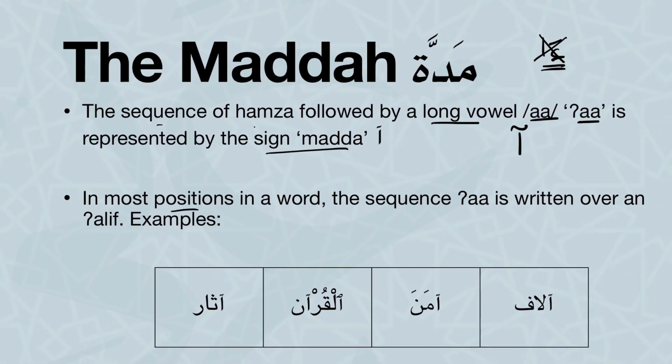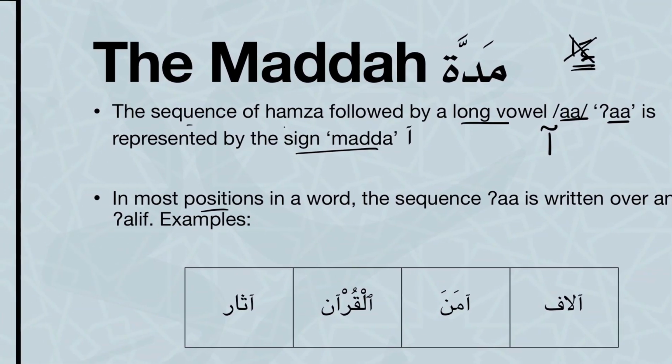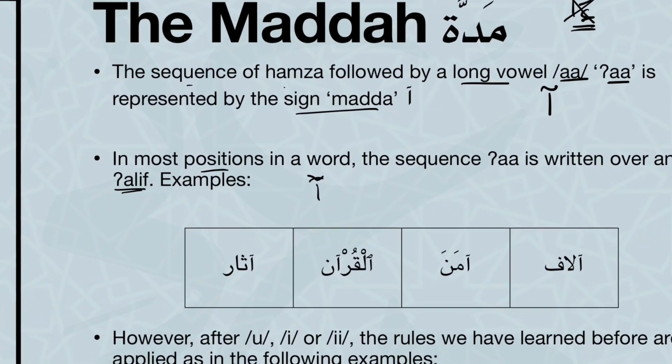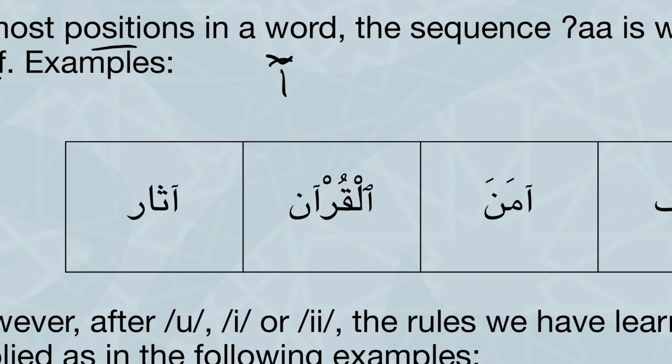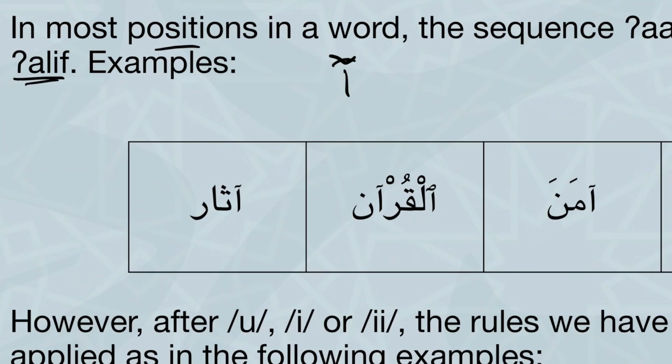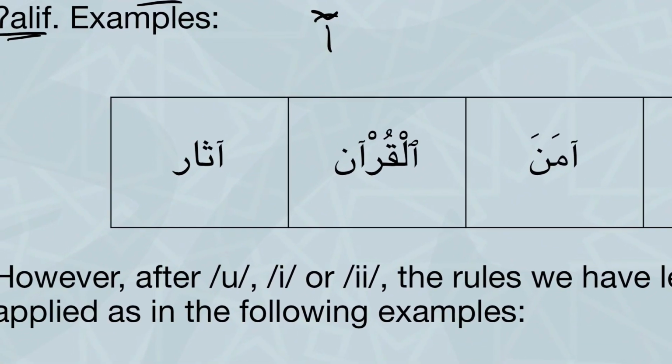In most positions in the word, the sequence is written over an alif. So basically, the alif bears the madda sign, and we can find it in a few words, as in the word athar. If I pronounce the word athar, you can notice by the sound how I pronounce it. There's a glottal stop, which is the hamza, and then there's a long sound. So athar means ruins or basically artifacts. And one major word that you'll find is Al-Qur'an. If I want to break it down, you'd find it like this.